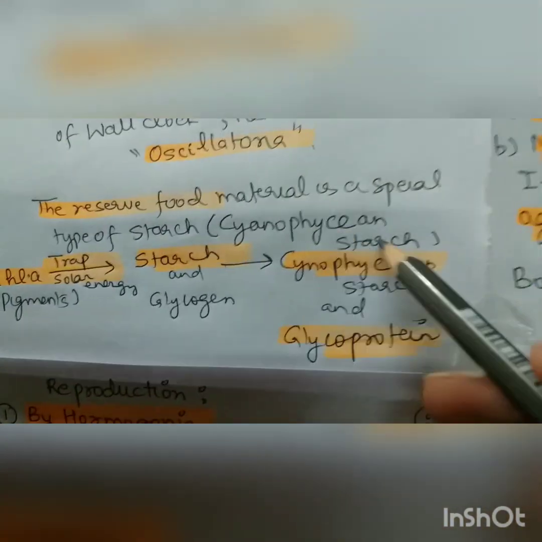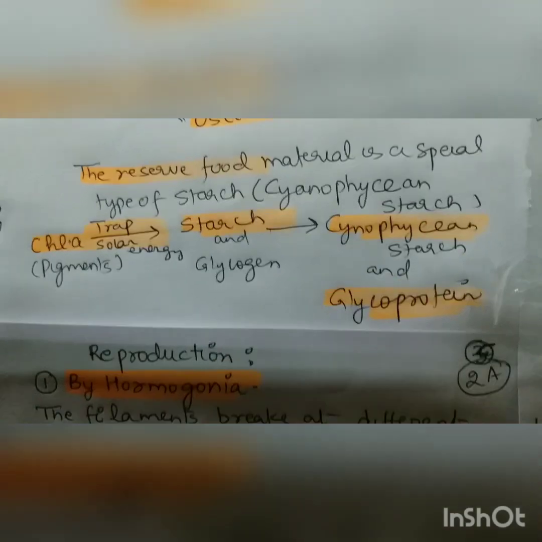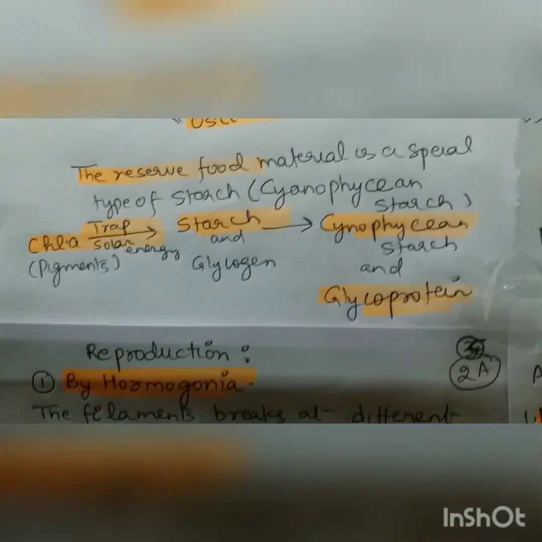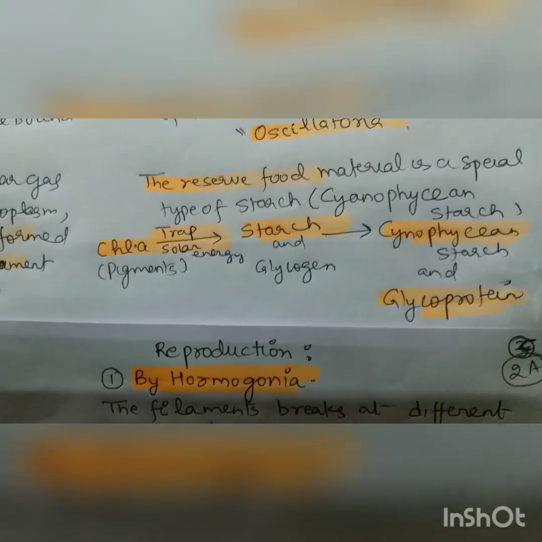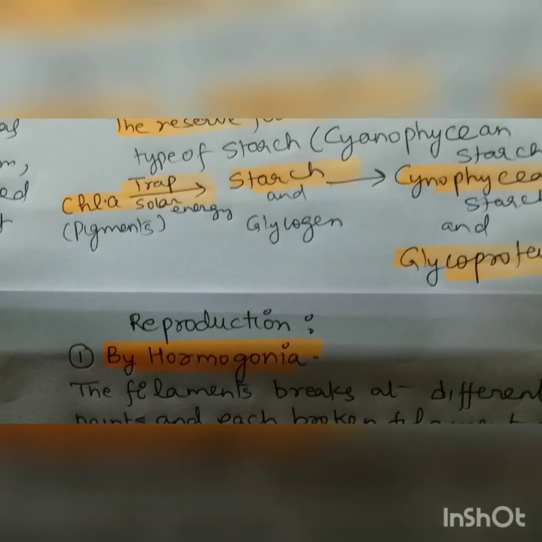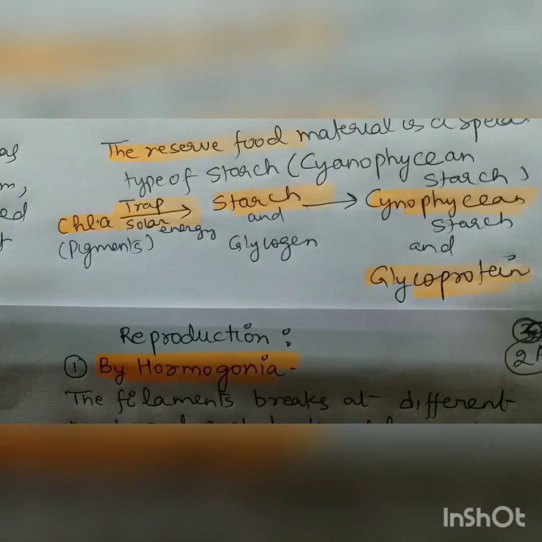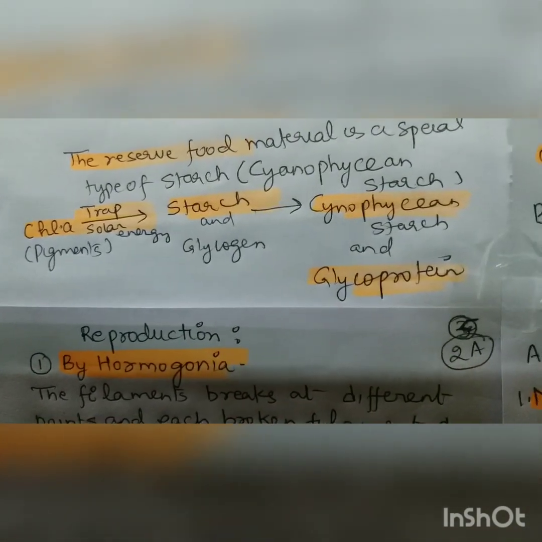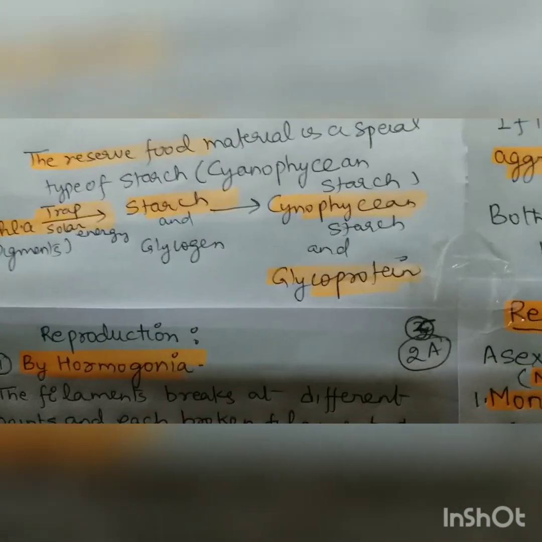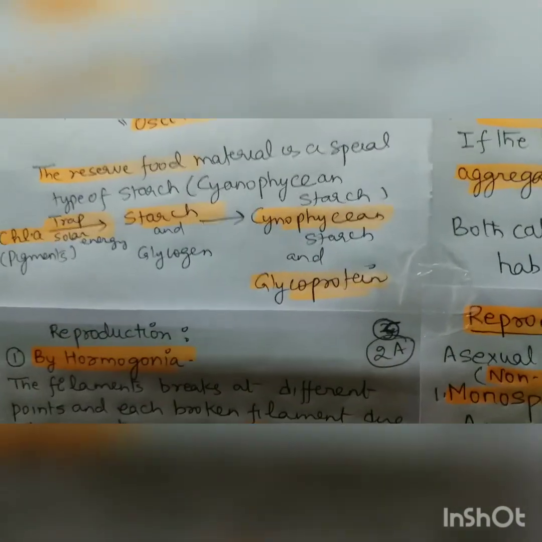The reserve food material is a special type of starch, which is called Cyanophycean starch. When chlorophyll a traps solar energy, it changes into starch and glycogen, which subsequently changes into the Cyanophycean starch and glycoprotein, right? So this is Oscillatoria.